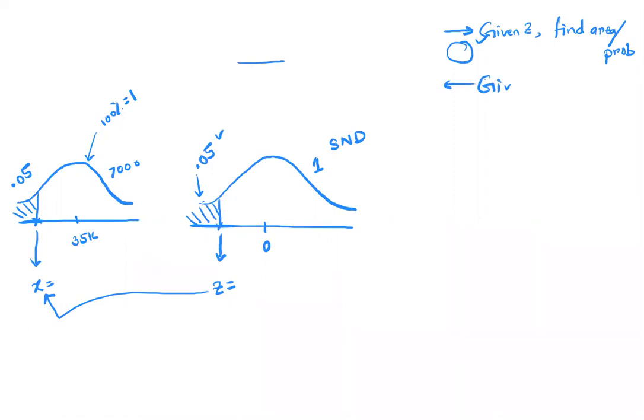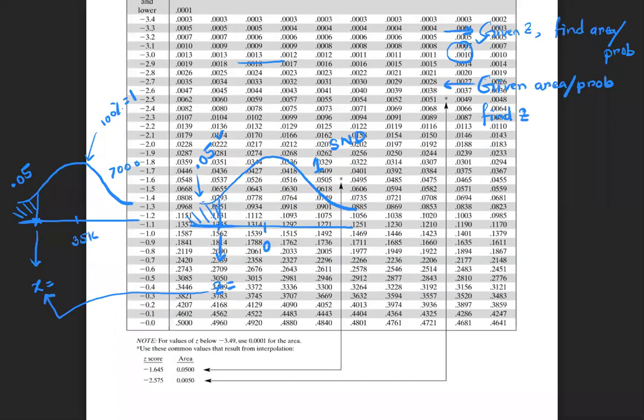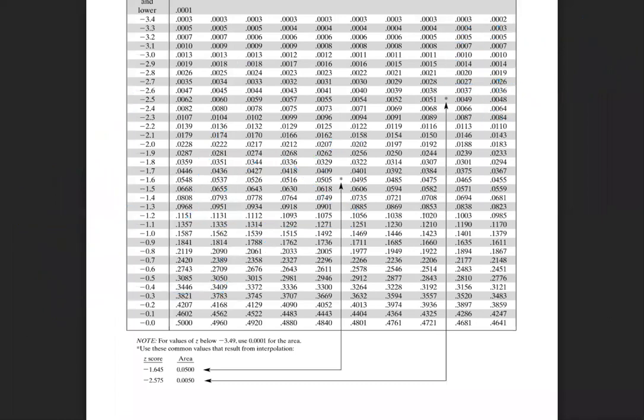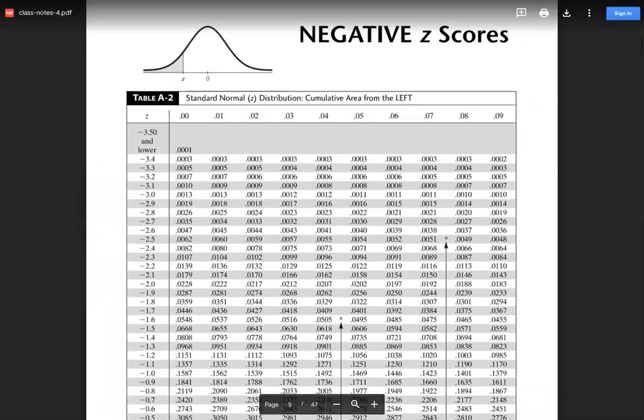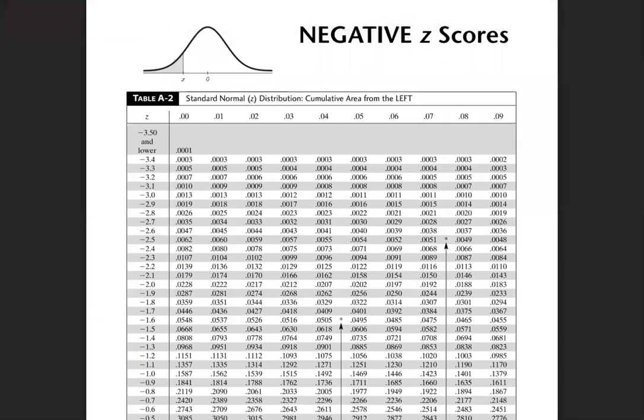Given area or probability. Remember, probability and area in the continuous case are interchangeable. Given probability, find z. Okay. Now let's bring back our table. So far, we were given z, and we found a value in the middle, okay? Now, we need to look in the middle and find the z.